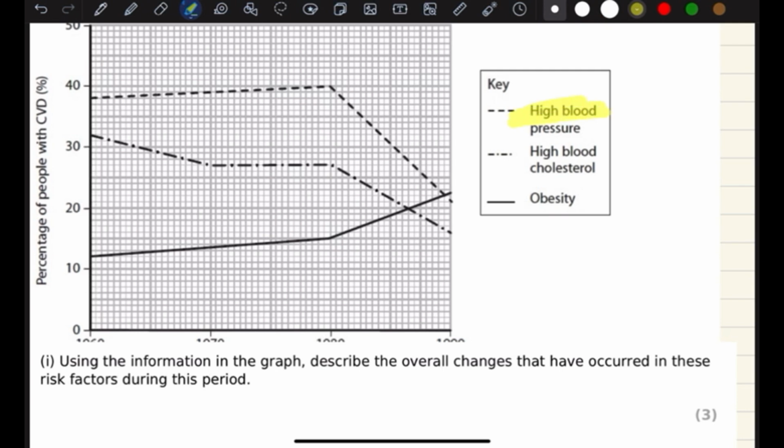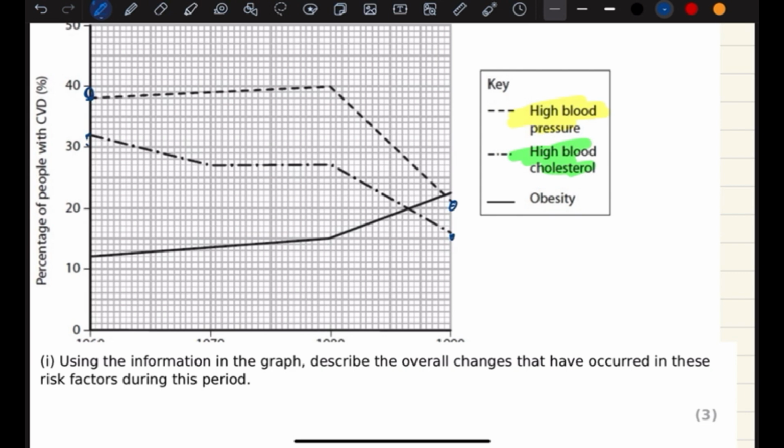Let's look. We're looking at high blood pressure first. When we look at that graph, this one at the top, what's happening? Well, from the beginning here to the end here, it's gone down. All I have to say there is blood pressure has decreased. Let's go to the next one. High blood cholesterol. Let's put this in green. So high blood cholesterol. Let's look at this one. You can see as well, from the beginning, it's up here. At the end, it's here. It's gone down. Second marking point, cholesterol has gone down. Or the individuals with high blood cholesterol has gone down.